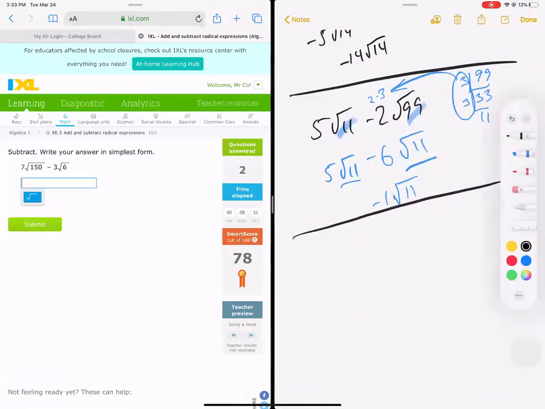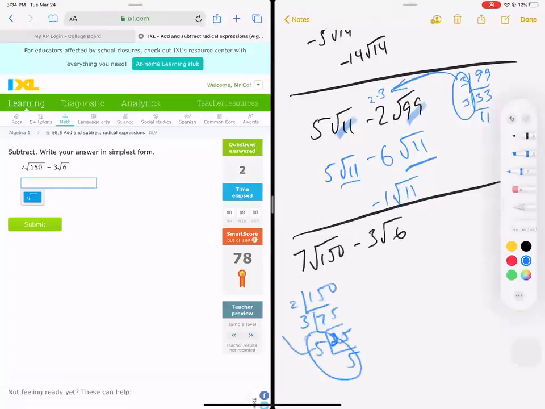Let's do one more, okay? 7 square root of 150 minus 3 square root of 6. That doesn't look like a square root of 6, does it? So let's go ahead and do the box method. Okay, 150. Smallest number I can divide 150 by is 2, giving 75. Next smallest is 3, because 3 goes into 75, giving 25, which is 5 and 5. The 5 on the outside gets thrown out. Hey, 5 and 7 make 35 now. 35 square root of 6 minus 3 square root of 6.